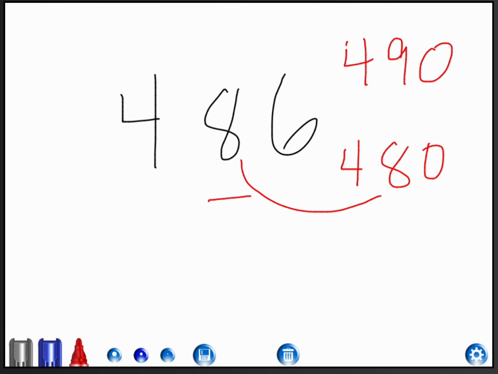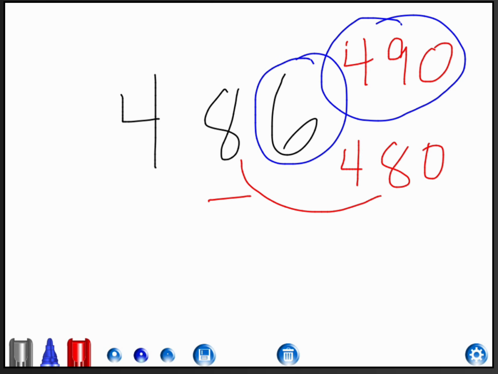And so then I would do the exact same thing. After I've underlined the tens place, after I've said, here's the high, here's the low, I would circle the digit right next to the underlined digit. And I would ask myself, is it a 5, 6, 7, 8, or 9? If it is, I'm going to round up. If it's not, I'm going to round down. 5 and up, we round up. 4 and down, we round down. And so this is a 6, so 486 would round to 490.